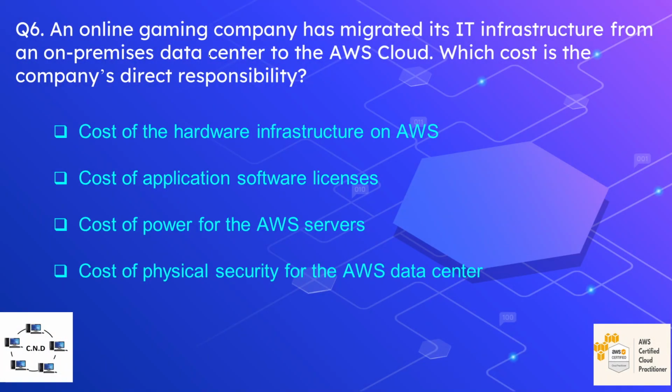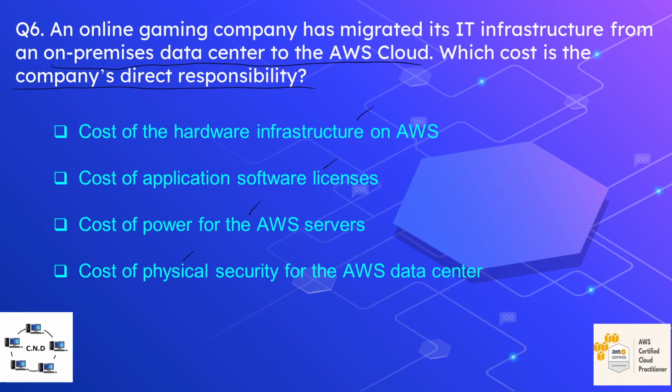Question number 6: an online gaming company has migrated its IT infrastructure from an on-premises data center to the AWS cloud. Which cost is the company's direct responsibility? The options are: A, cost of the hardware infrastructure on AWS. Option B is cost of application software licenses. Option C is cost of power for the AWS servers. And option D is cost of physical security for the AWS data centers.